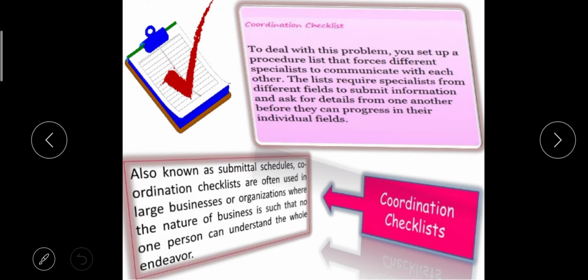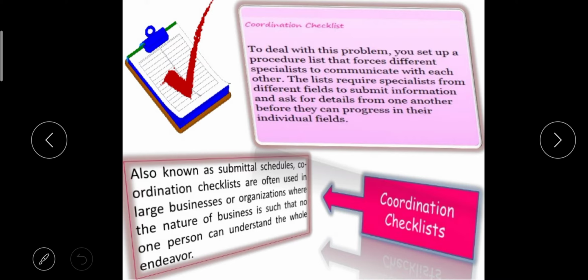Next we have the coordination checklist. To deal with the problem, you set up a procedure list that forces different specialists to communicate with each other. The list requires specialists from the different fields to submit information and ask for the details from one another before they can progress in their individual field. It is also known as a submitter schedule.